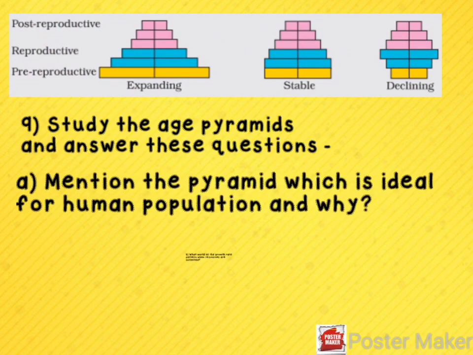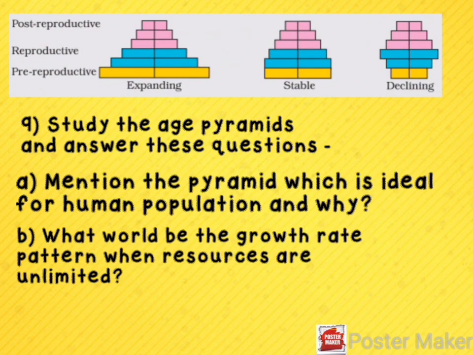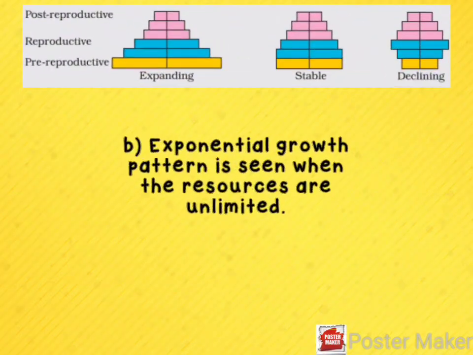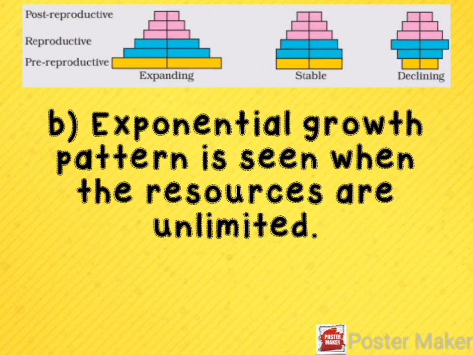Study the age pyramids and answer these questions. First, you have to mention the pyramid which is ideal for human population and why. And you have to tell what would be the growth rate pattern when resources are unlimited. So we have the 3 age pyramids over here and the answers to these questions. The first is the middle one, or the stable pyramid, is ideal as it maintains the stability in all the phases of population. And the B part, exponential growth pattern is seen when resources are unlimited. So there will be unlimited growth of population.